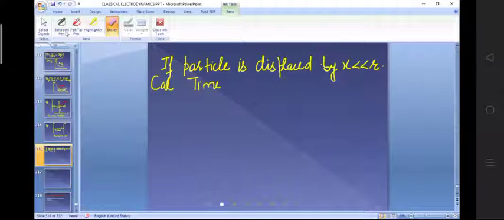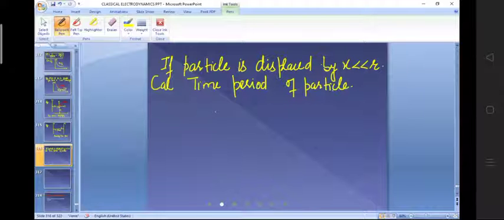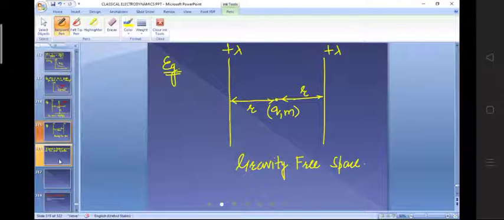Wait a second, calculate the time period of the particle. Obviously it will execute simple harmonic motion, and you are supposed to calculate the time period of the particle. So what I will do is this: I'll slightly displace it here.